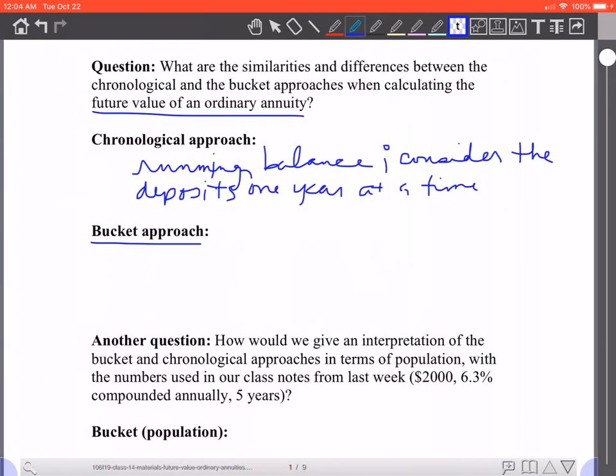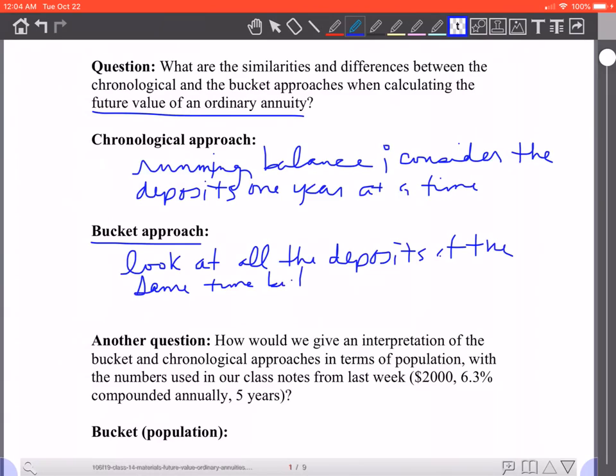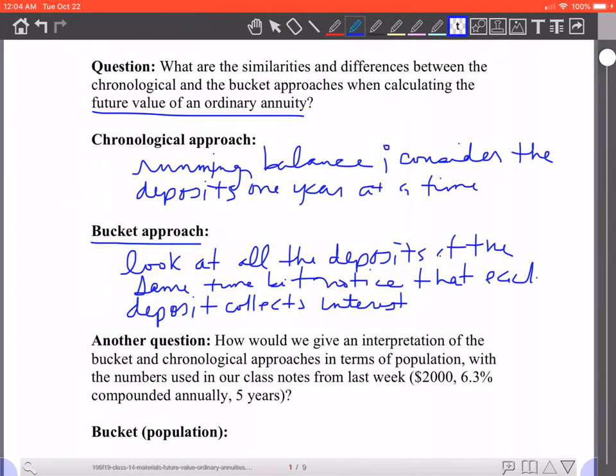In the bucket approach, you look at all the deposits simultaneously, but notice that each of them is collecting interest for different amounts of time. So each deposit had a different exponent that represented how many years it sat there collecting interest. So I'm just going to write that it collects interest differently.